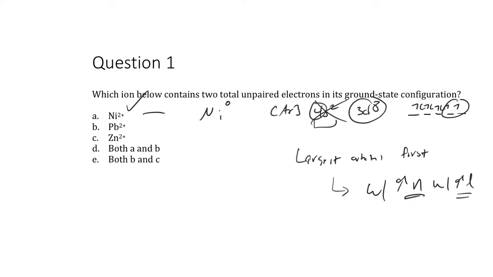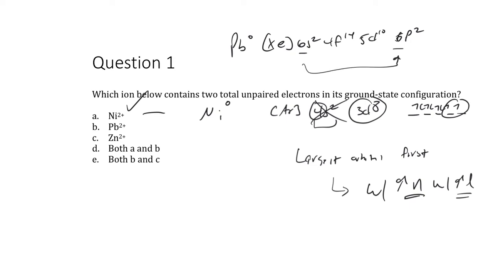Lead 2+. Lead 0 is xenon 6s2, all the way across the F block, all the way across the D block, and back to the 6p2. You lose the electrons first from the highest n, which is 6, with the highest L, which is 1 in this case. So we lose the 6p2 first. These were the 4 valence electrons of lead 0. That would be 0 unpaired electrons.